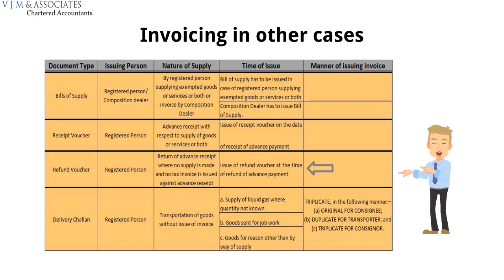A refund voucher will be issued on the date of refund, where no tax is paid or no supply is made against a receipt voucher. A delivery challan will be issued where transportation of goods is made without issue of a tax invoice. Such a delivery challan is issued in triplicate.